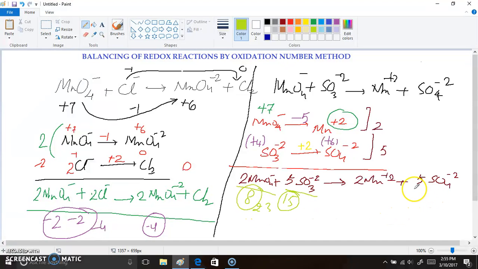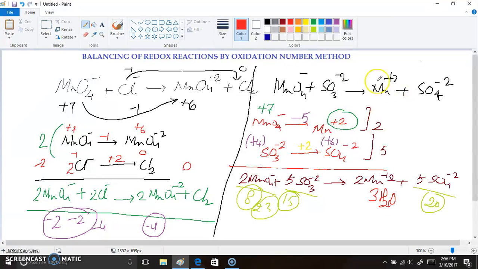And this side you can check. This is 5 MnO4, that is 20 oxygens here. This side 23 and this side 20, which means you need just an addition of water. On this side you add 3 water. It's very simple. 23, 20, so we are making this as 3 water molecules.